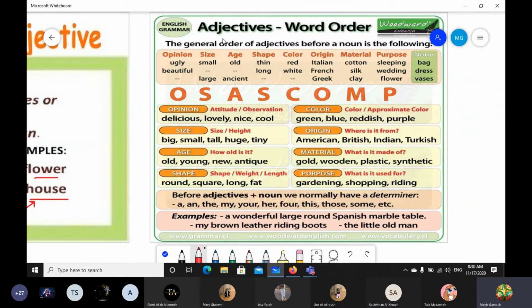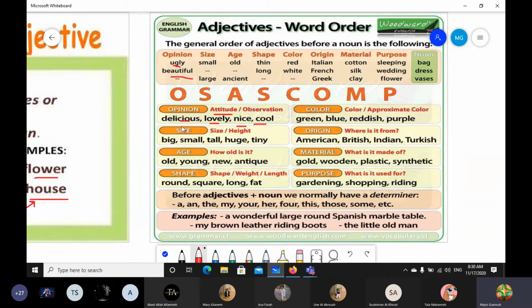In here, we say adjectives, the word order, the general order, as I believe Isa read, or Abdullah told us, of adjectives before a noun is the following. Number one is opinion, and here it explains it. We are talking about the attitude or the observation. It's your opinion, it's your point of view. Is this thing delicious? If we're talking about food, lovely, nice, cool. And here we have ugly, beautiful.